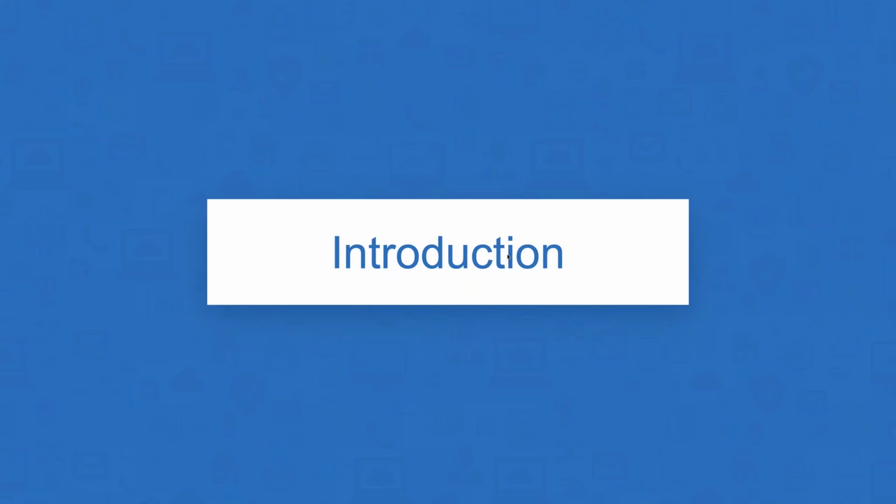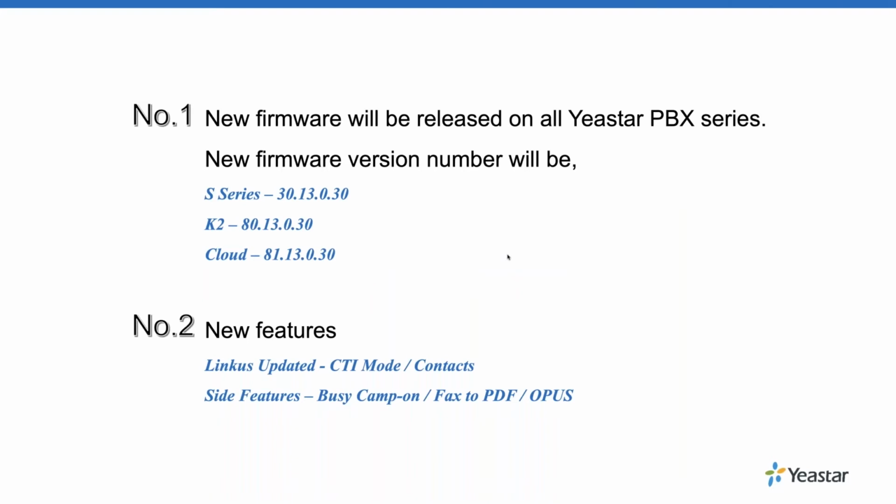All right. So first of all, I'm going to introduce this new firmware at the very beginning. This new firmware will be available on all of our Yeastar platforms. So you will be able to get the new firmware on your S-Series PBX, your K2 system, and your Yeastar Cloud PBX. The version on the S-Series PBX will be 30.13.0.30. On your K2 system, you will have 80.13.0.30. And on the cloud system, the new firmware will be 81.13.0.30.